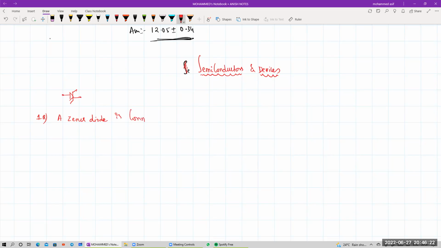A Zener diode is connected to a battery and a load as shown. So find the current in the diode and the load resistance.